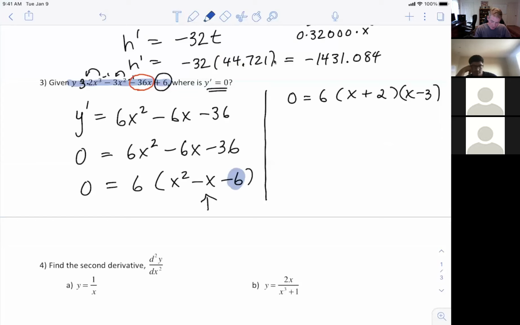So because this function had a squared, that means there's supposed to be 2 answers. So set this one equal to 0 and set this one equal to 0. And then the 6 does not have an x, so that's not going to help you solve for x. It's just going to be these two. So x equals negative 2 and x equals 3. So then what's happening at those points?